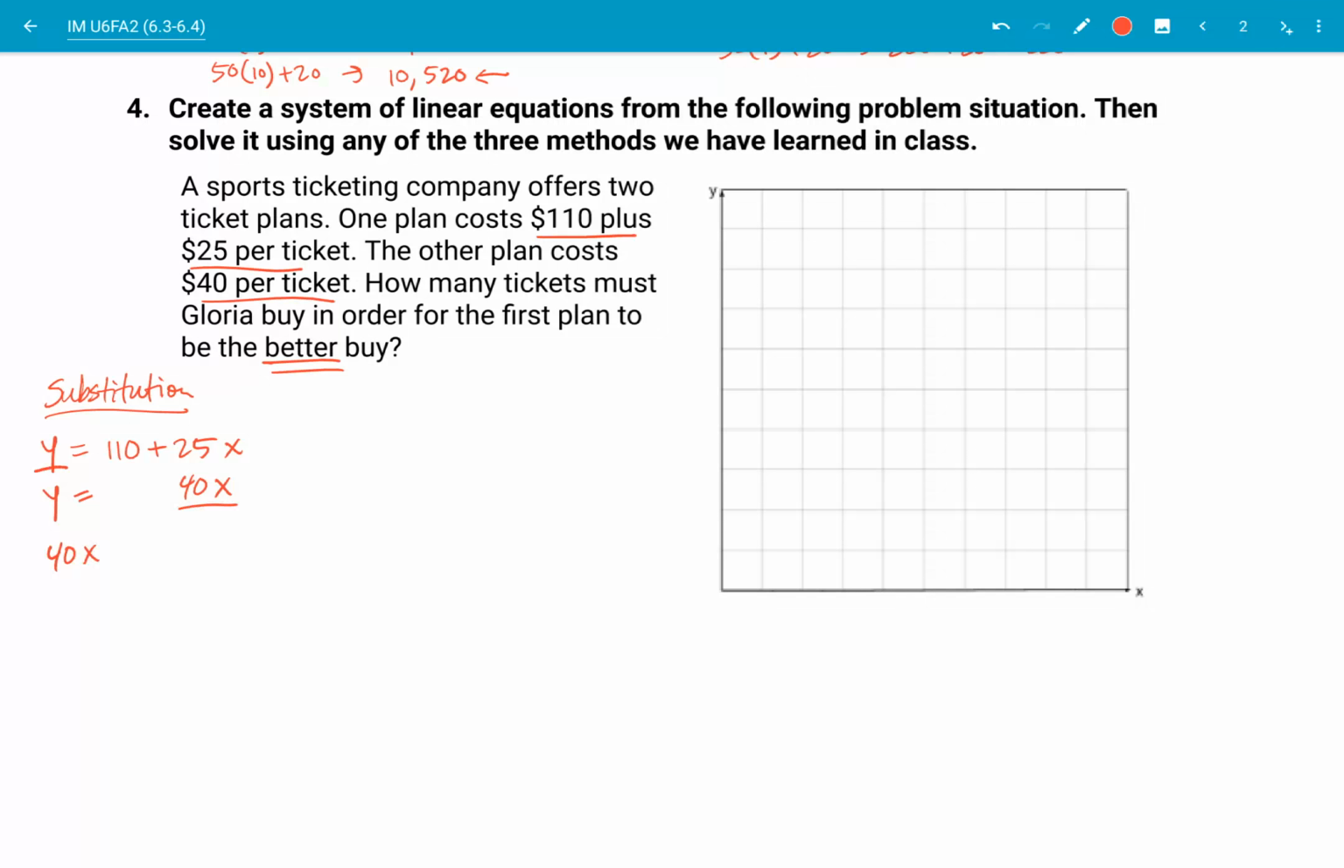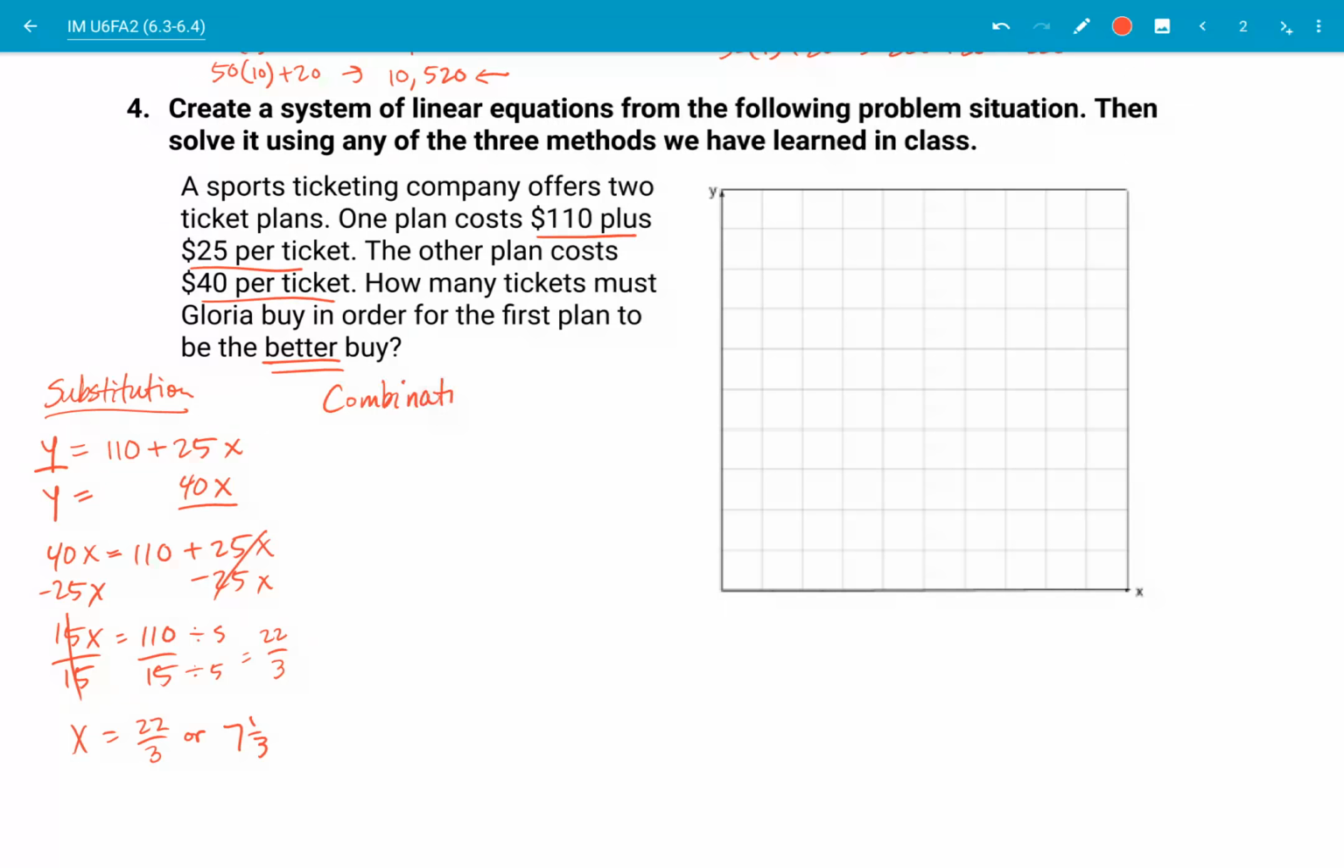I can say 40x equals 110 plus 25x, so I can subtract 25x from both sides, and I get 15x equals 110. And if I divide both sides by 15, I get x equals, let's see, I can divide both of these by 5, and I would get 22 over 3. So this would be 22 over 3, or 7 1/3. Okay, let's see how we would get that same answer using combinations.